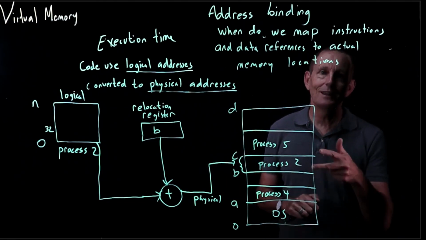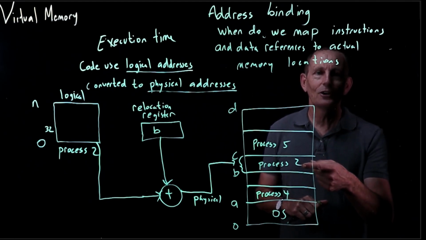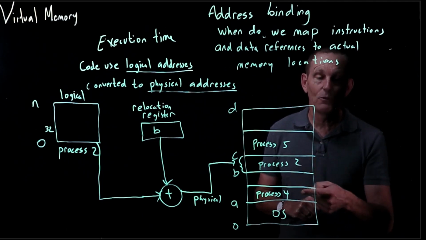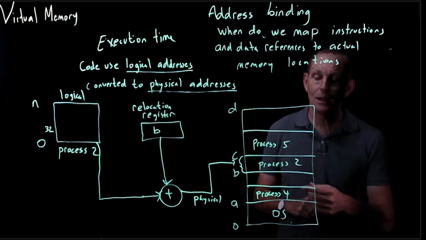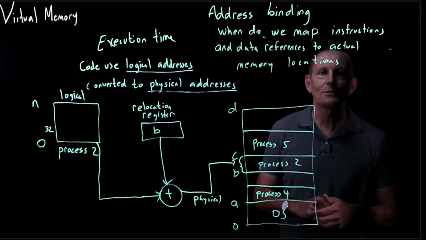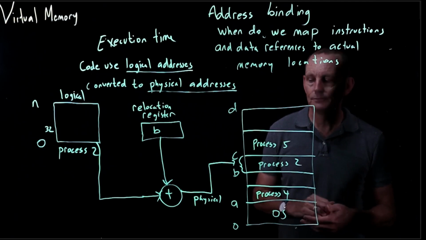Now it is certainly true we still have a problem with isolation in that, for instance, process 2 can go ahead and read and write process 5's memory. Process 4 can read and write any process's memory because it happens to be loaded first. We will go ahead and make some adjustments to remove that problem.